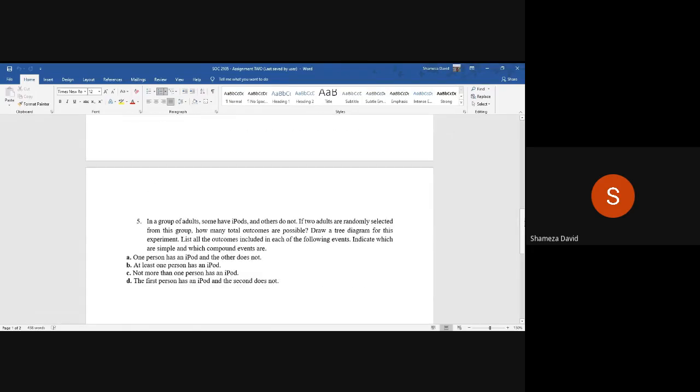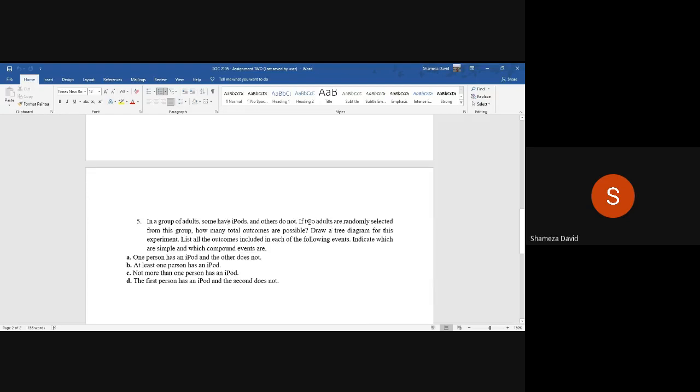And then the last question, fairly similar. You will draw a tree diagram, and then from your tree diagram, remember the tree diagram will allow you to list all the outcomes in your sample space. And then you would be able to say which of these events below are simple and which are compound events, and then list all the outcomes included in each of the following events. So the event that one person has an iPod and one person does not. In this experiment, some people have iPods, others do not. So again, only two outcomes. Either you have one or you don't have one.